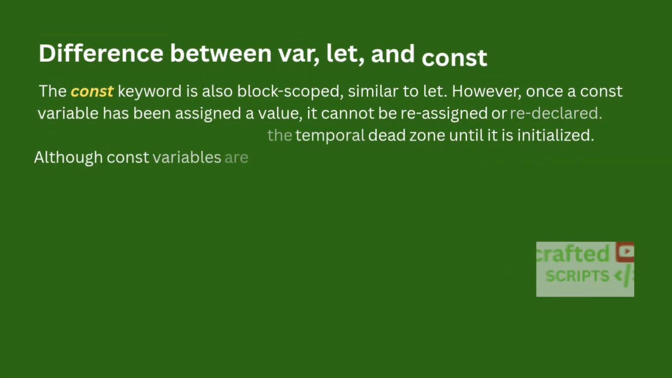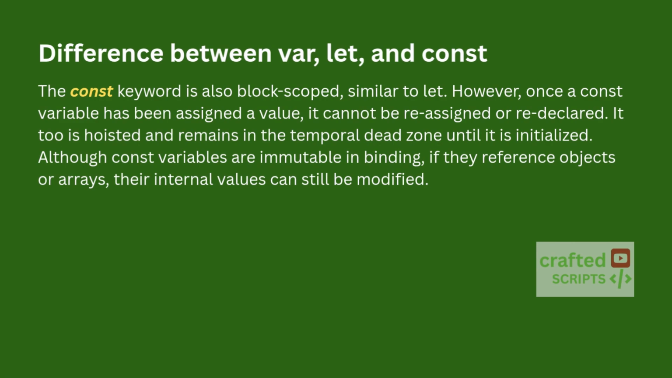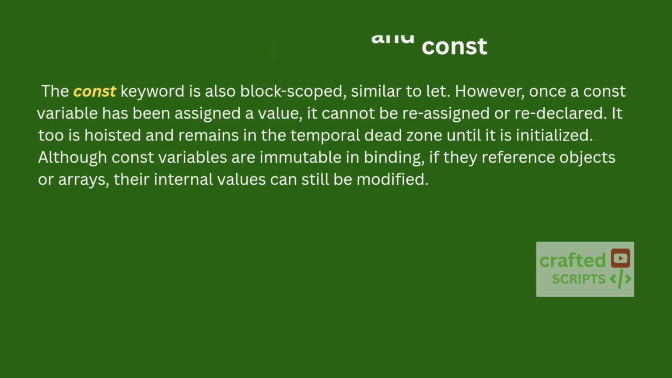The const keyword is also block scoped, similar to let. However, once a const variable has been assigned a value, it cannot be reassigned or redeclared. It too is hoisted and remains in the temporal dead zone until it is initialized. Although const variables are immutable in binding, if they reference objects or arrays, their internal values can still be modified.